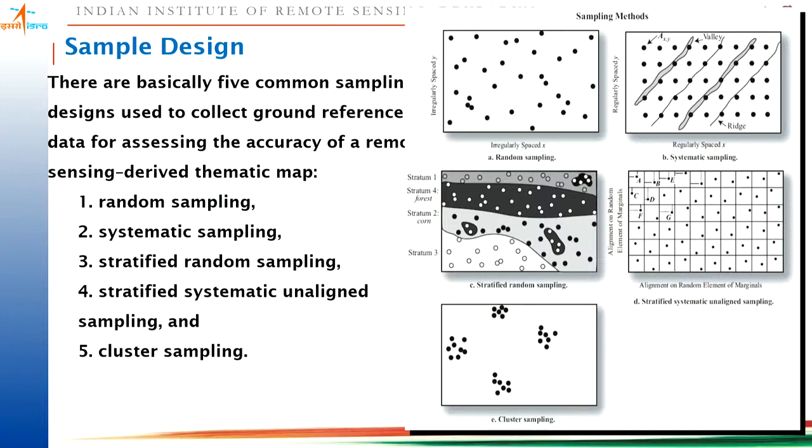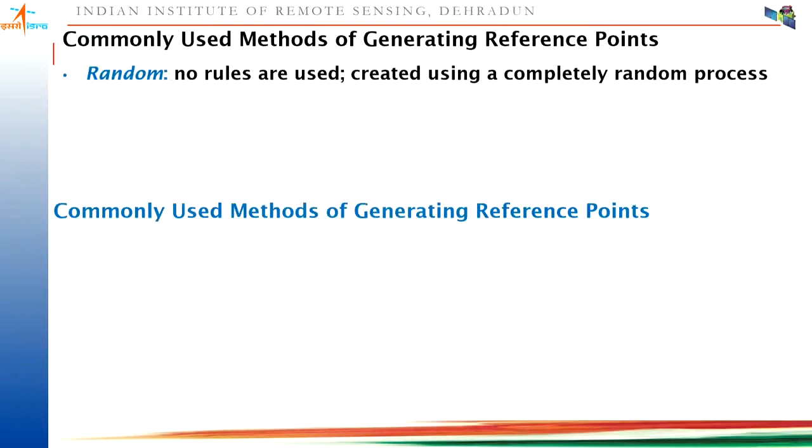The other type is cluster sampling, in which the cluster of samples are taken. In general, stratified random sampling is used for remote sensing data classification. So these are basically the sample designing techniques, but for remote sensing data classification accuracy assessment, stratified random sampling is used generally.